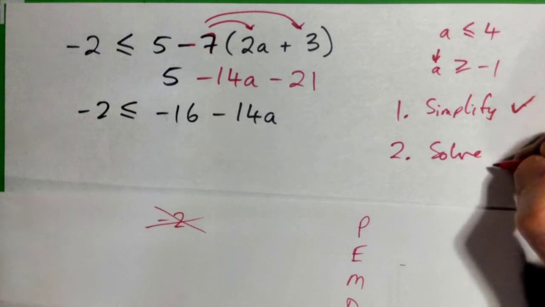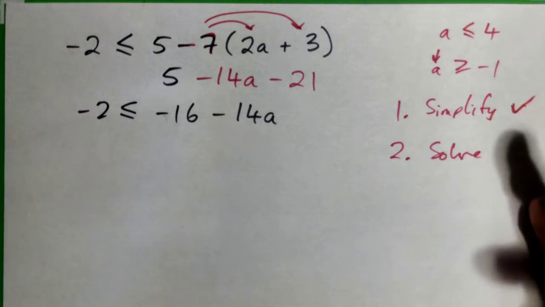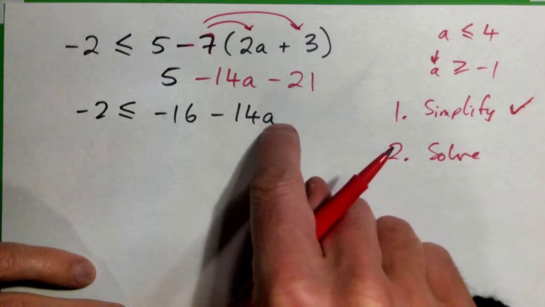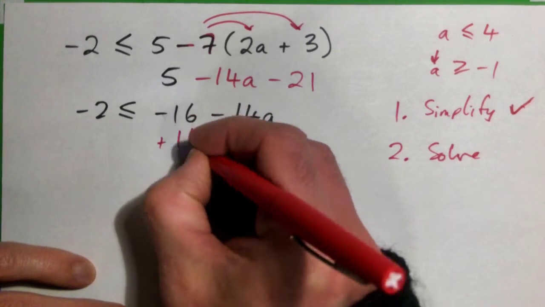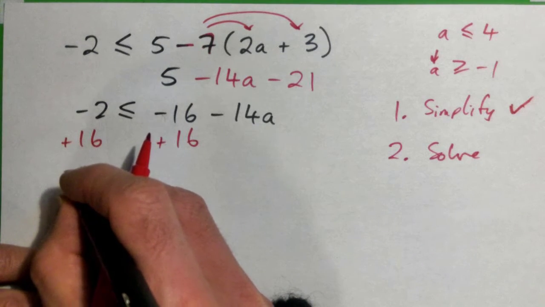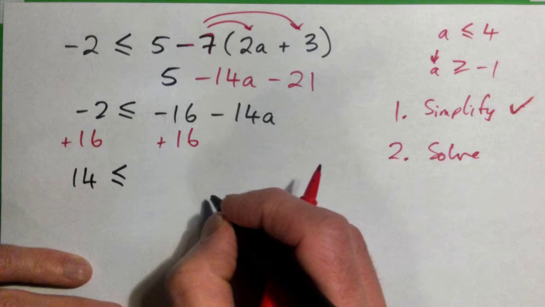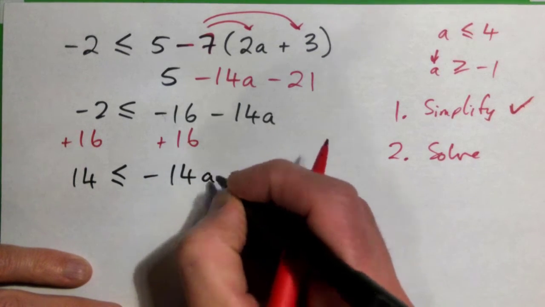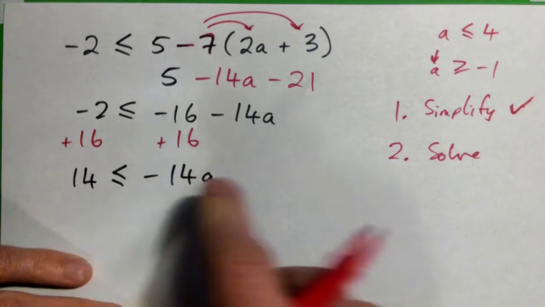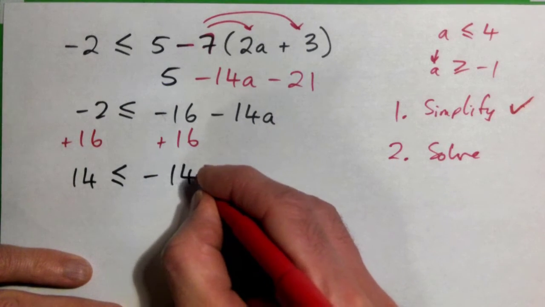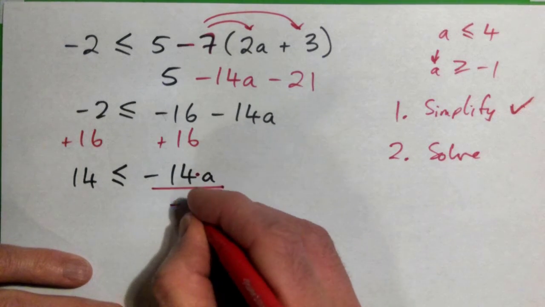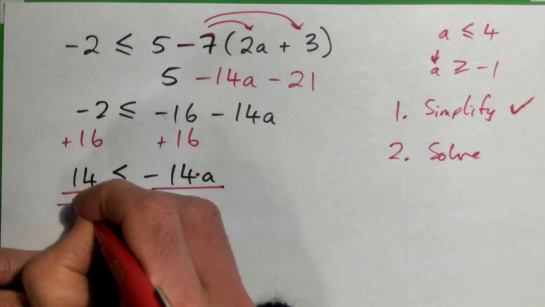Now we get into solving, and that's where we add or subtract to both sides of the inequality. You want to get a on its own, so let's add 16. That's a good move. And that gives us 14. We added to both sides of the inequality, so the direction stays the same. So it's negative 14 times a. How do we get a on its own? We need to divide by negative 14. Good. Divide both sides by negative 14.